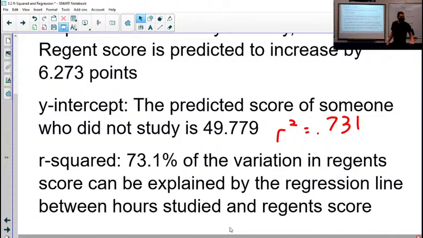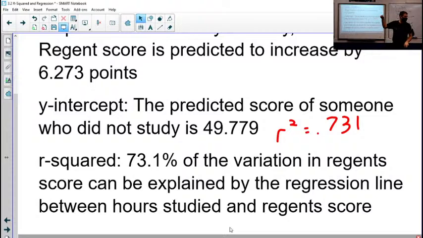So again, it's a measure of strength. It's saying how strong a predictor the number of hours that they studied is for their score. It's not a perfect predictor. Another way to help you think about it: if r squared were 1, that means all the points would be on the line, because that would mean r is 1. So if r squared is 1, that means 100% of the variation in y can be predicted by this line.